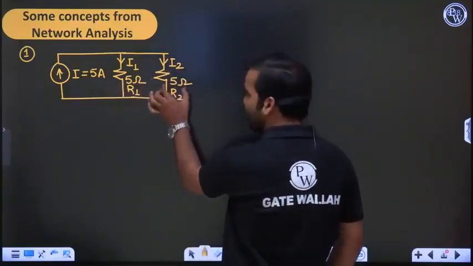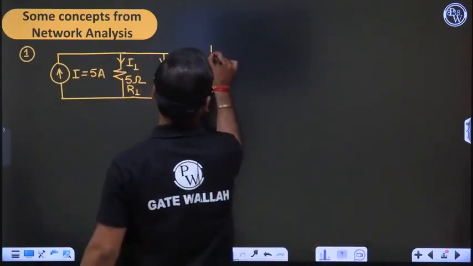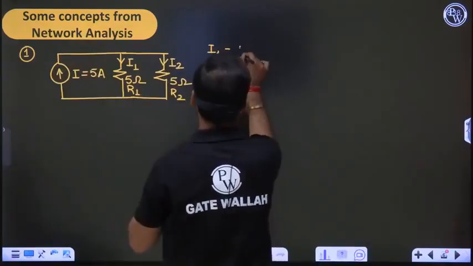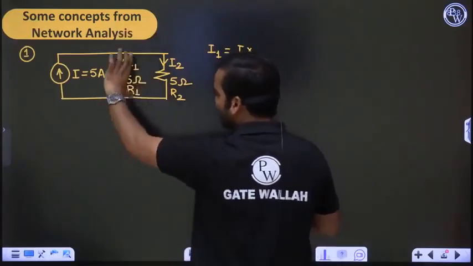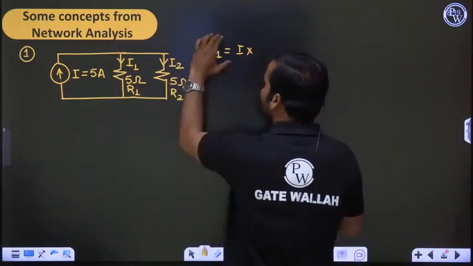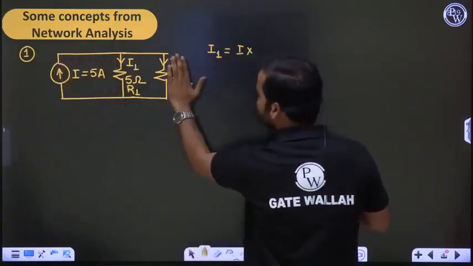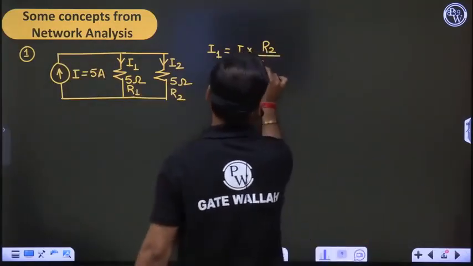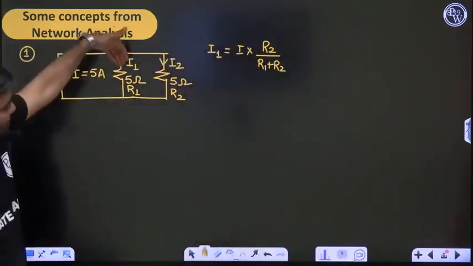Suppose this is R1, this is R2 and this is current I. In a generalized way, what is the equation for current I1? I1 will be equal to total current I into the opposite resistance. You are finding current I1 in the R1 branch, and opposite to R1 we have R2. The formula is: current in R1, that is I1, is equal to total current I into R2, divided by the total resistance R1 plus R2. So this is your current I1 in resistor R1.